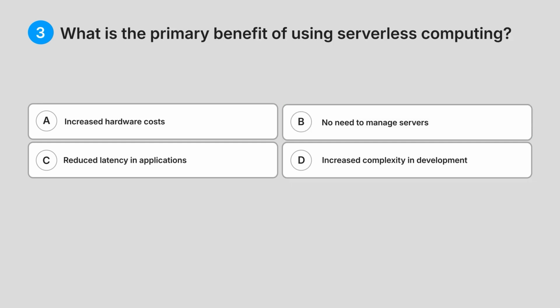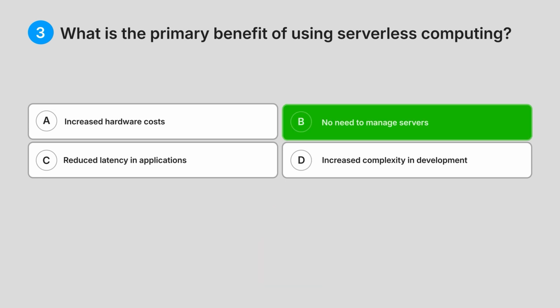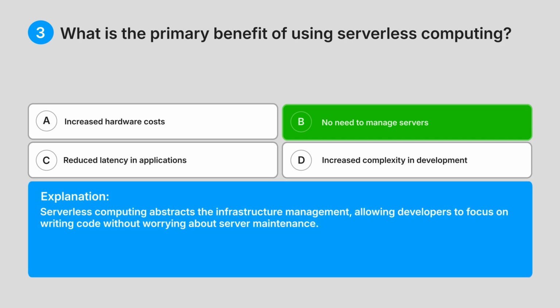flow. 3. What is the primary benefit of using serverless computing? A. Increased hardware costs. B. No need to manage servers. C. Reduced latency in applications. D. Increased complexity in development. Can you guess the answer? Correct answer: B. No need to manage servers. Explanation: Serverless computing abstracts the infrastructure management, allowing developers to focus on writing code without worrying about server maintenance.